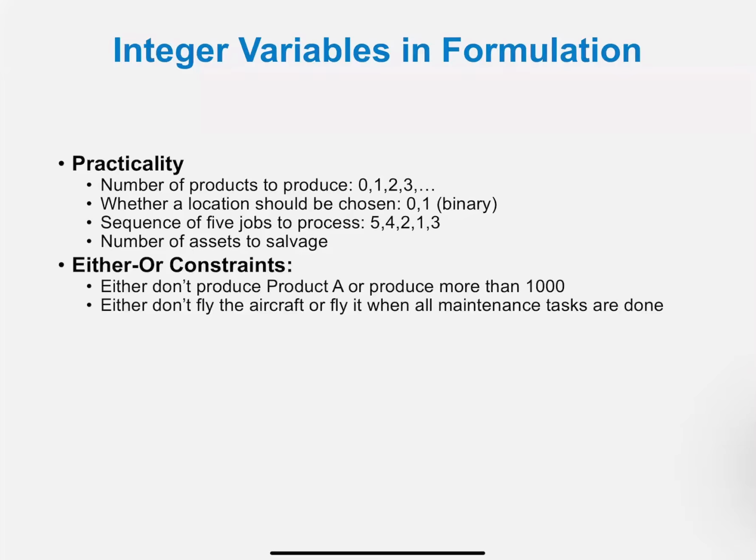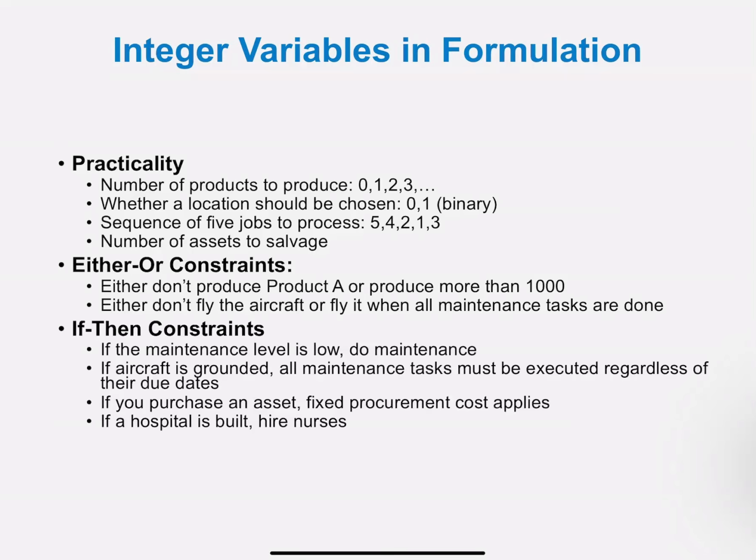Other cases where we have to introduce integer variables, 0 or 1, is, for example, either-or constraints that we will talk about later, which is when we want to express in our constraints, either don't produce product A or, if you do produce it, produce more than 1,000 units. Either don't fly aircraft, or if you fly it, do it when all maintenance tasks are done. If-then constraints: if the maintenance level is low, ground the aircraft and do maintenance. If aircraft is grounded, all maintenance tasks must be executed regardless of their due dates.